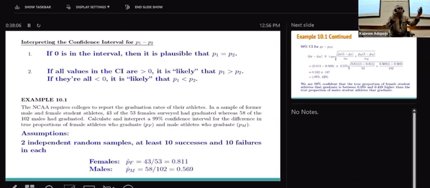Let me tell you this. We have male and female that play sports. We now want to compare their graduation rates. We can construct a confidence interval of the difference of the graduation rate between male and female. Of course, the male and females are independent groups. Now, you need to first investigate whether the assumption holds. The number of successes that you see, 43 and 58, are both greater than 10, so you can actually use this approach. Then what is the p-hat for male? What is the p-hat for female? That's what we found.